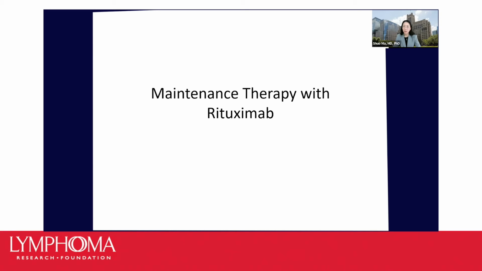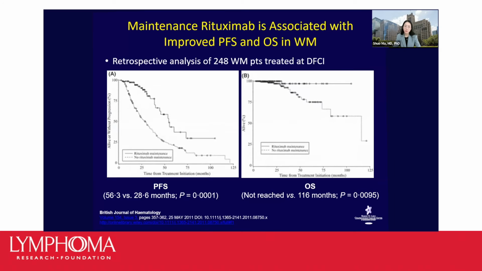There has been a very common practice to use Rituximab, the immunotherapy alone, given once every 2 to 3 months for a 2-year period of time as a way of maintaining the response. So that's called maintenance Rituximab treatment. The use of this was supported by several retrospective analyses of Waldenström patients who were treated with various Rituximab-containing combinations initially, and then once they achieved a response, some patients received Rituximab as a maintenance therapy for 2 years versus those patients who did not receive maintenance therapy.